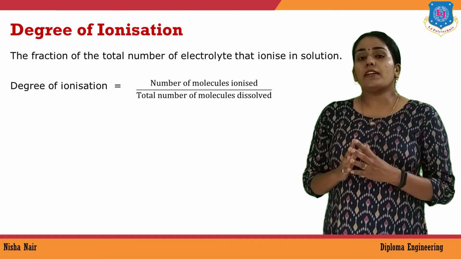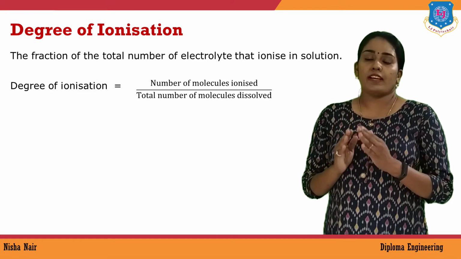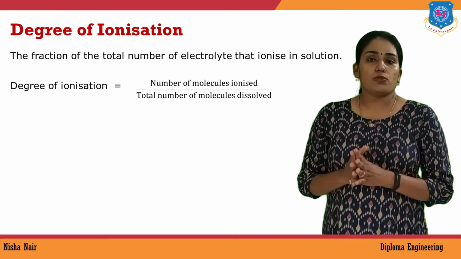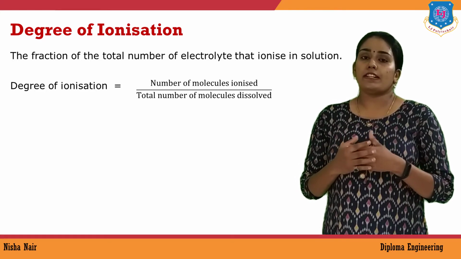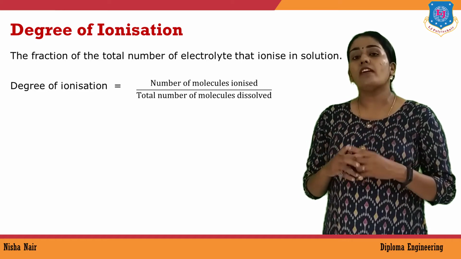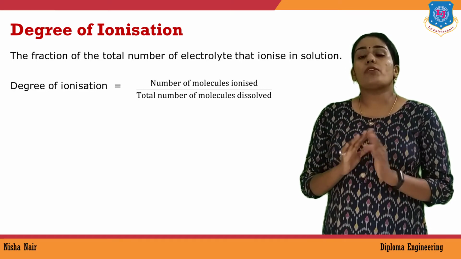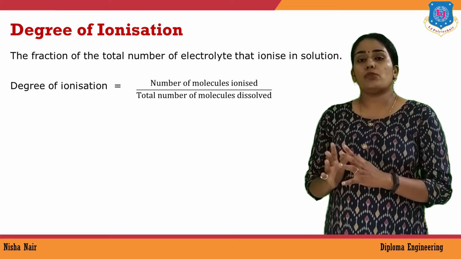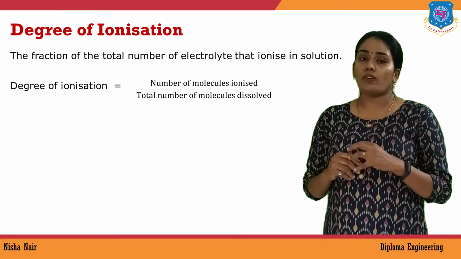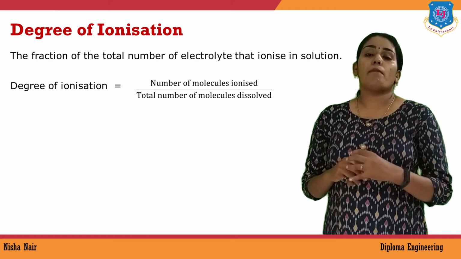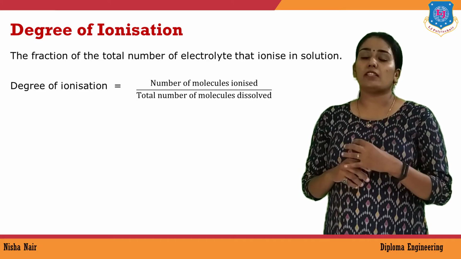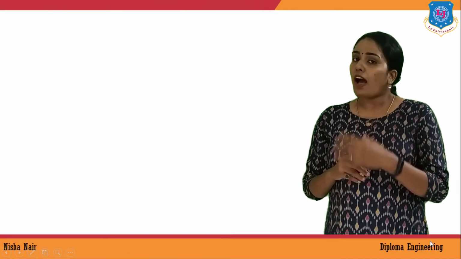So the maximum degree of ionization will be 1. That means how many molecules we had added, that many molecules get dissociated. So 1 by 1, that means the degree of ionization is 1. So those molecules which have a degree of ionization of 1 means that the entire molecules get dissociated into positive and negative ions when added in the solvent. So degree of ionization is known as the fraction of the number of molecules ionized in the solvent. It represents the mathematical representation of the process of ionization.